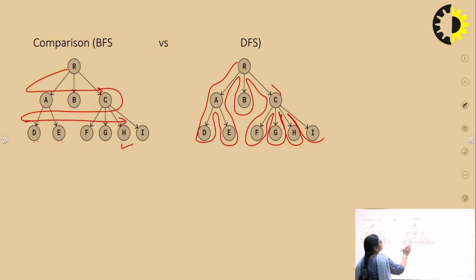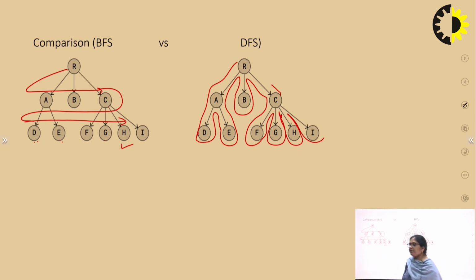But in DFS, when we push B on the stack, A, D, E have already been popped off. So only one depth is maintained in DFS, and in BFS the total level. So space complexity is more for BFS.